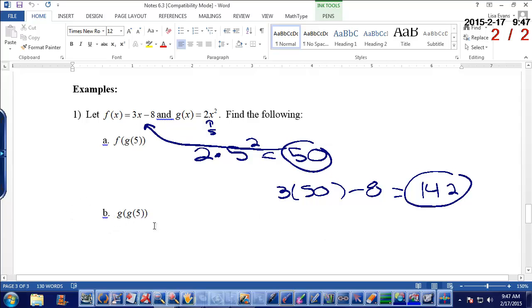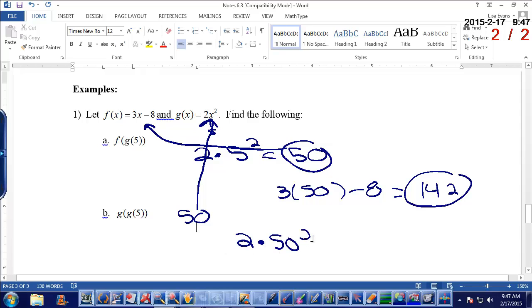Okay, let's try this again. Now I have g of g of 5. So again, I'm going to plug 5 in. We already know that we're going to get 50. I'm going to take this and put it into g again. So I get 2 times 50 squared. 50 squared is 2,500, and 2,500 times 2 is 5,000.